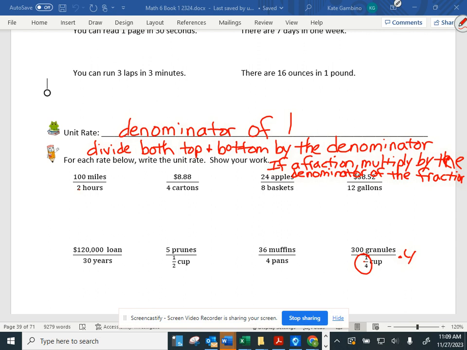So when there's a fraction as your denominator, that's when we multiply, so we get to that 1. If it's a whole number, we're going to divide it by that whole number. Whatever you do to the bottom, you do to the top. Okay? So you need to remember that. If you're dividing down that bottom, you have to divide down the top. Any questions on this? And if you're not finished writing, you can watch the video later to fill it in.